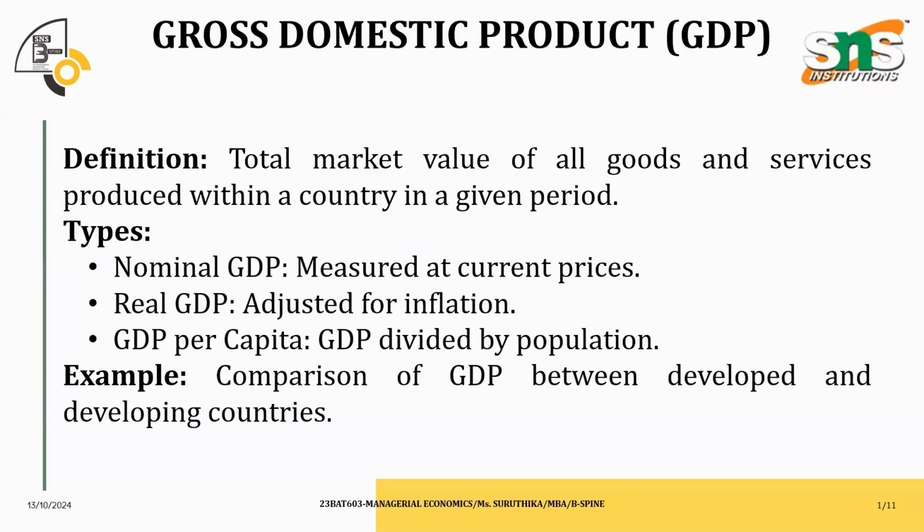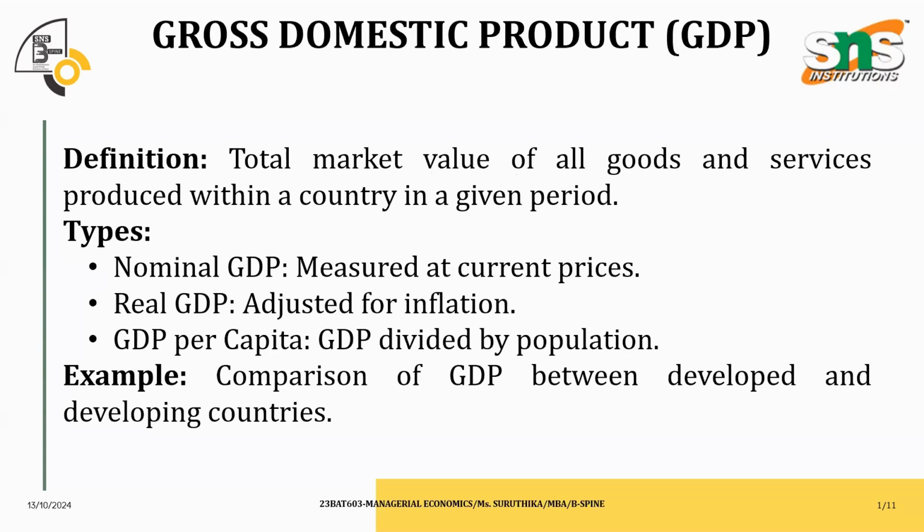The first and foremost macroeconomic indicator is gross domestic product, or GDP. GDP is the total market value of all the goods and services which are produced within a country in a given period. So how many goods and services are produced? What is the total quantity of goods and services that are produced in a country within a given period is GDP.